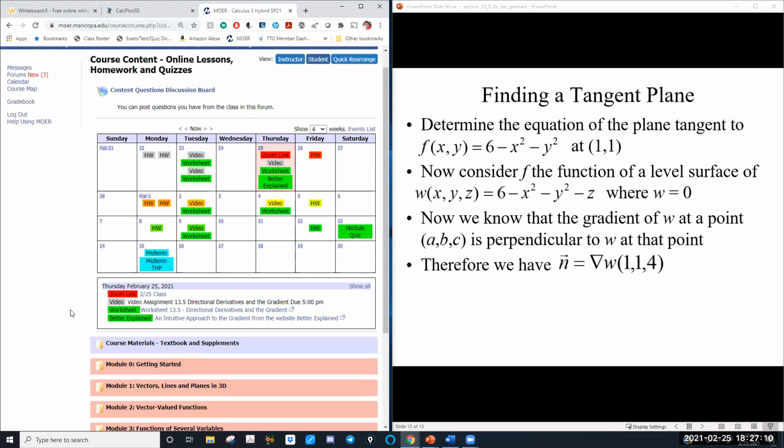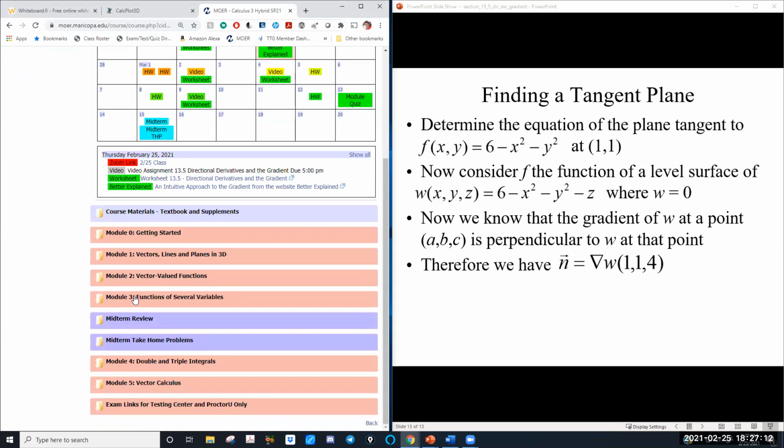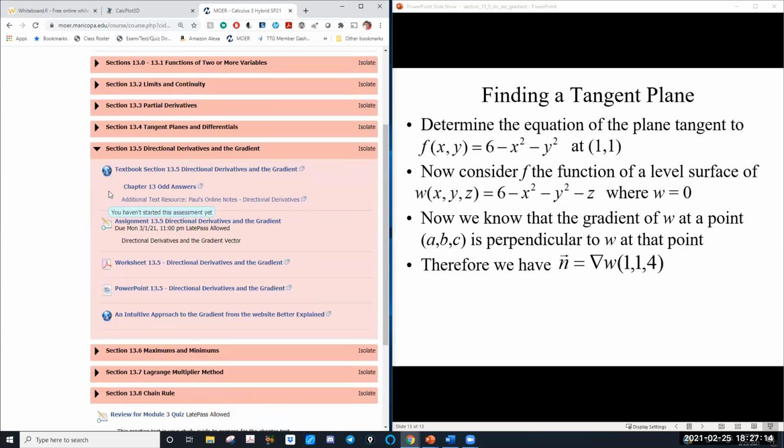The other thing, when you go in through course content and you open up a module, so in 13.5, this is where you can find direct access to the textbook section if you want a little extra work there, or look and see what's going on in the textbook. Here's the worksheet, the PowerPoint, and then this is the other thing I wanted to talk to you about.